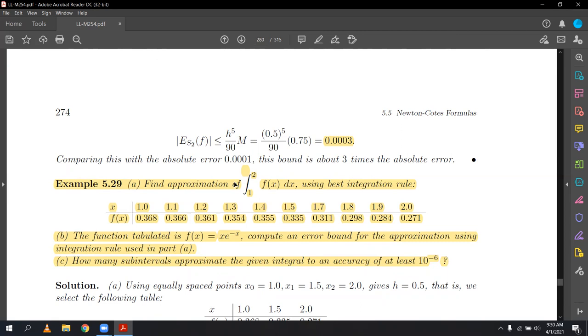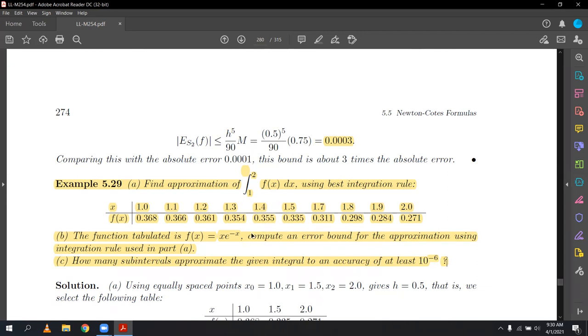And when the teacher says the best integration rule, what is your job? You look only at n. What is n given? If n is given odd, it means the best rule is the trapezoidal rule. If n is given even, then of course the best rule is the Simpson rule.